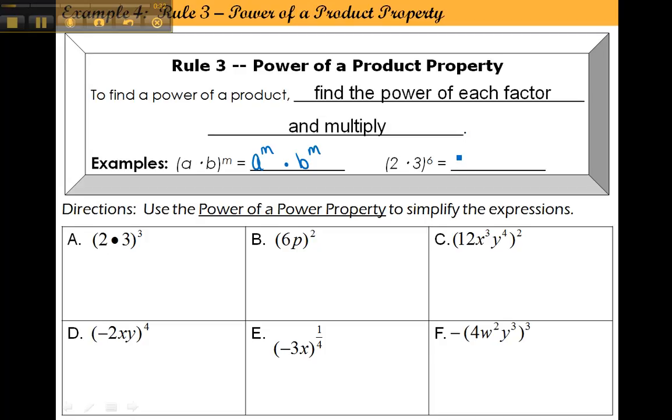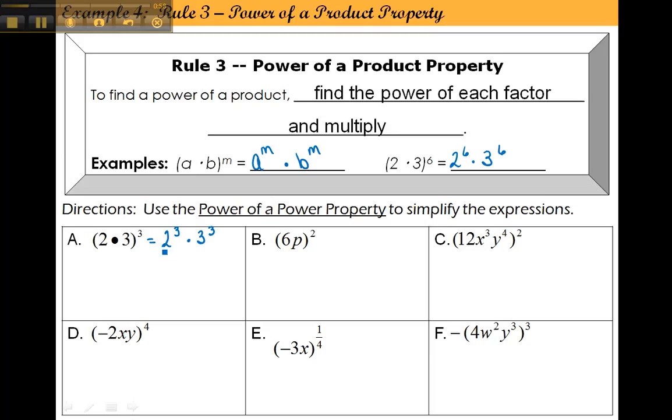That would be 2 to the 6th power times 3 to the 6th power. In the directions here it says use the power of a power property to simplify the expression. So we're going to first use the power of a power property. So this is going to become 2 to the 3rd times 3 to the 3rd. And then we're going to simplify that.